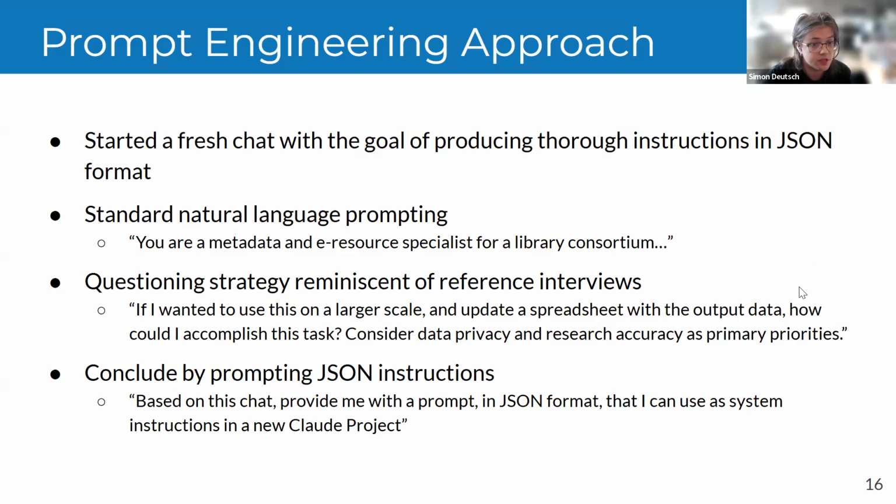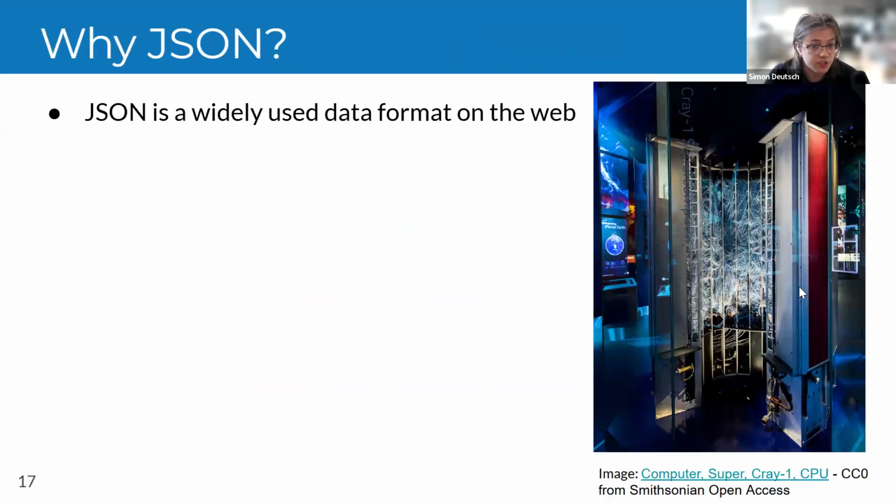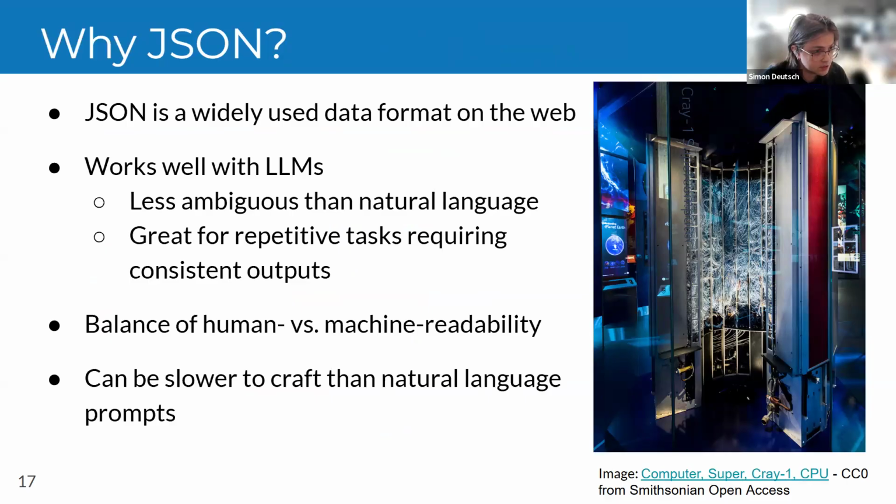So now I'm going to say a little bit about JSON prompting. JSON is JavaScript Object Notation, a widely used data format. Depending on what interest brought you here in the first place, there's a pretty good chance that you are somewhat familiar with JSON already. The nice thing about JSON is that there's a lot less ambiguity when you compare it to natural language. Especially for prompting, this is really helpful when you're trying to get at repetitive tasks that need consistent outputs. I also think JSON generally has a good balance of machine versus human readability. One drawback, though, like I was mentioning, is that it can be more time consuming to craft these prompts. The meta prompting strategy, I found, has helped me increase the efficiency there, though.